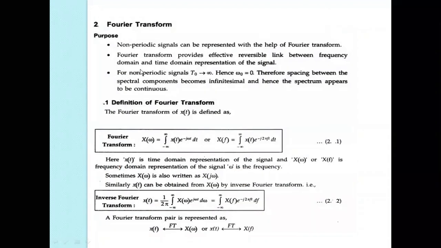The next is the purpose of the Fourier transformation. Non-periodic signals can be represented with the help of the Fourier transform, but periodic signals can be represented with the help of the Fourier series. Here the Fourier transformation is for non-periodic signals.